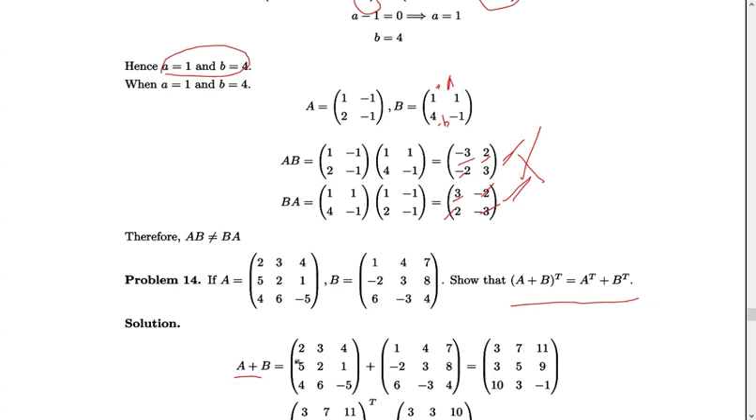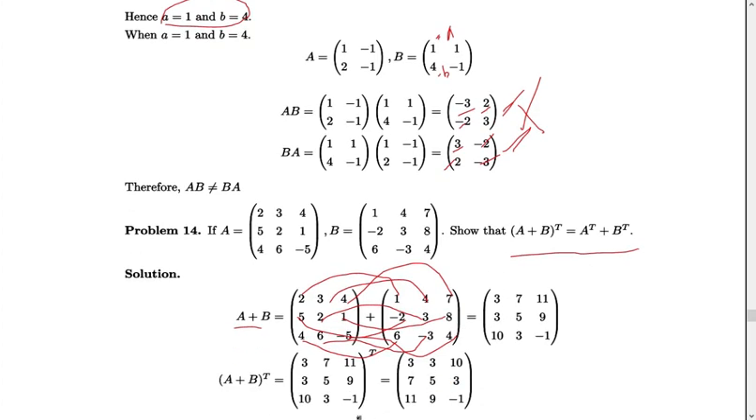A plus B is equal to an element by element operation: 2 plus 1 is 3, 3 plus 4 is 7, 4 plus 7 is 11. Okay, so next one, 5 minus 2 is 3, 2 plus 3 is 5, 1 plus 8 is 9. So the last one, 4 plus 6 is 10, 6 minus 3 is 3, minus 5 plus 4 is minus 1. Okay, this is A plus B. So next we are going to find (A plus B) whole transpose.